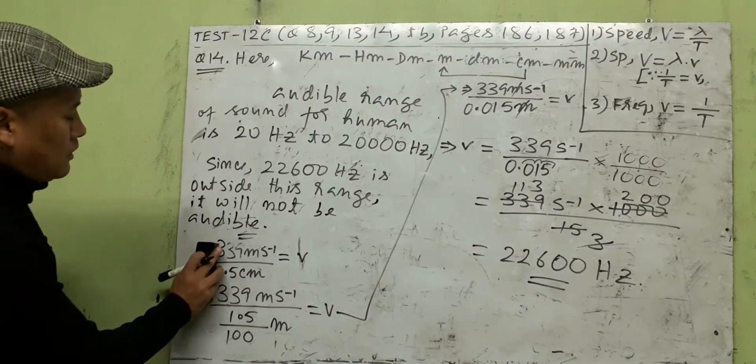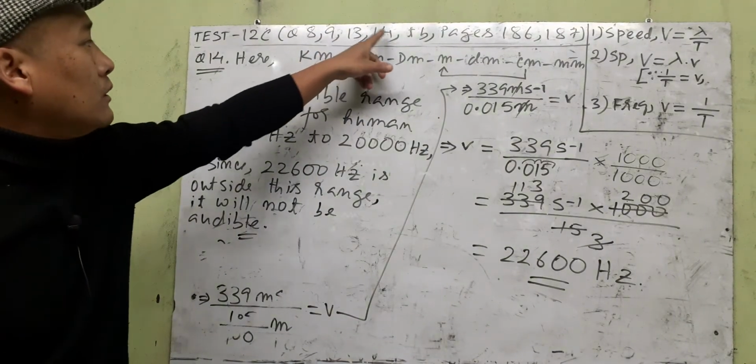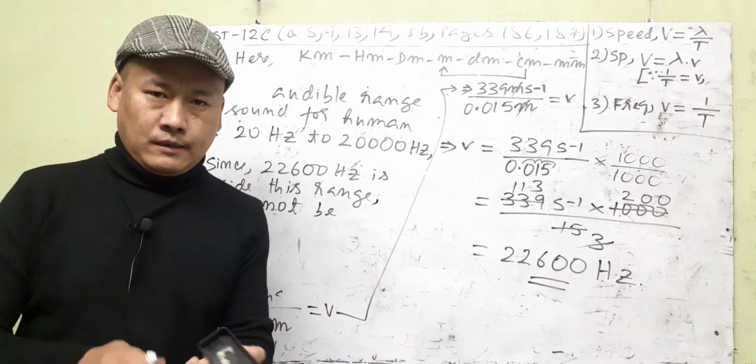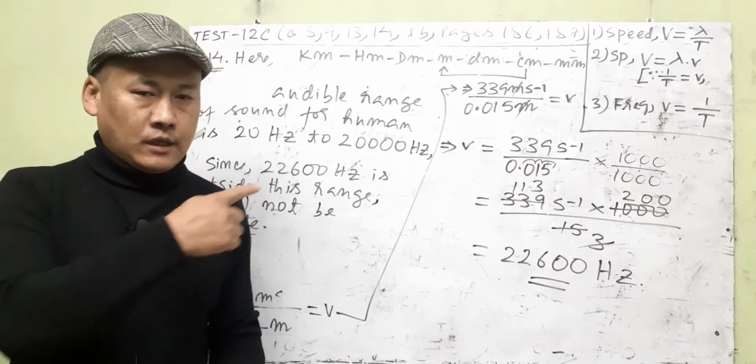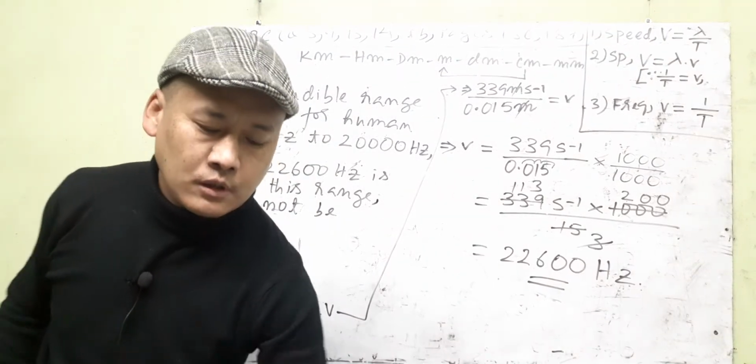Okay, so that concludes or completes the part for this test. 8, 9, 13, 14. You can go and give the test now. I hope that's clear, right? One more test will be there after that, 12D. That's the last test for this chapter 12 sound. Okay.